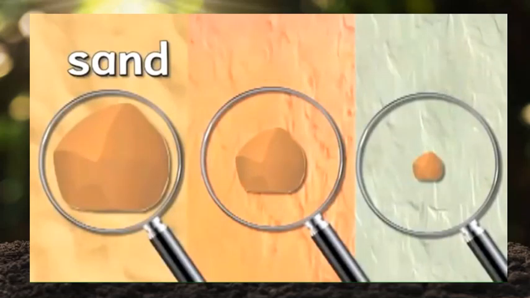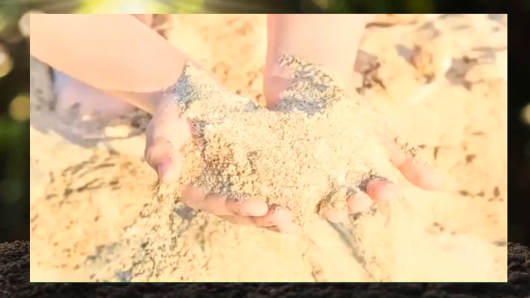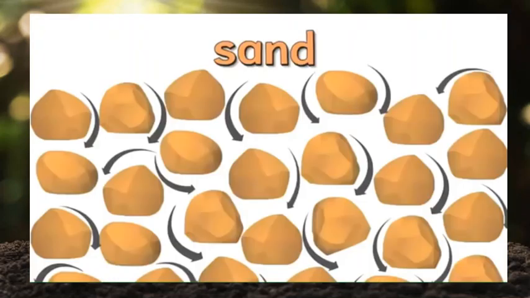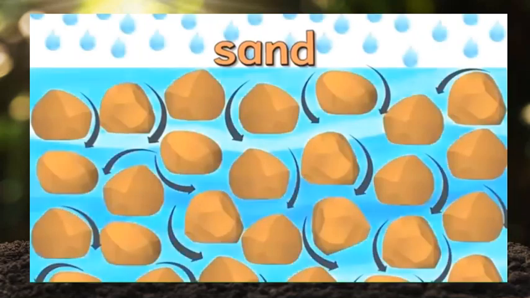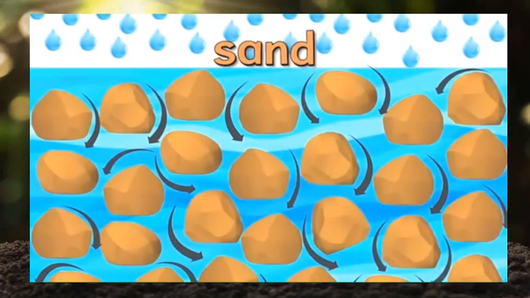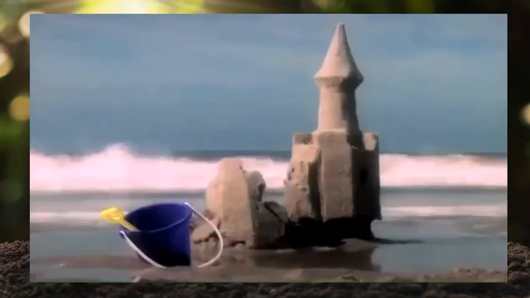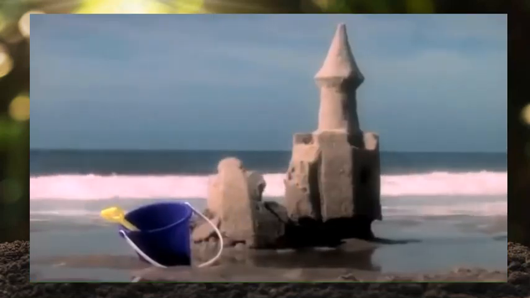Sand has the largest particles. It feels rough and gritty. Sandy soil has air spaces between the grains of sand. The airspace lets water drain through sand quickly. A sandcastle washes away in the tide because sand does not hold on to a lot of water.